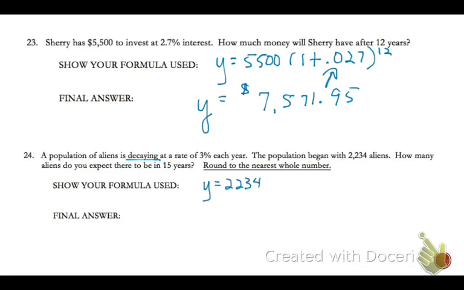So start with our initial amount. We'll take 1 minus that rate of decrease as a decimal raised to the 15th power. Now again, do what's inside parentheses first, so subtract your 0.03 from 1, raise it to the 15th power, and then multiply it times 2234. And you should end up with about 1,415 aliens.